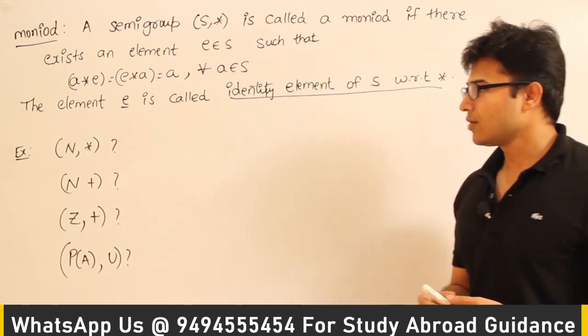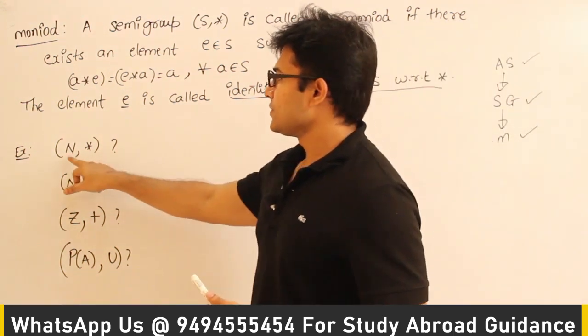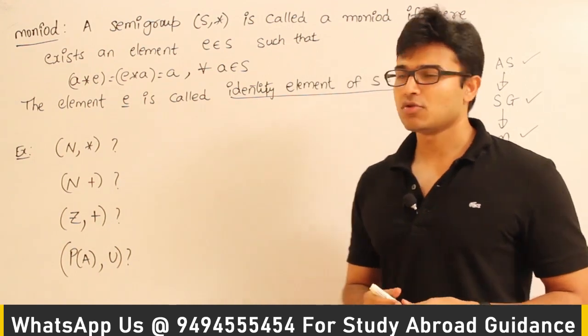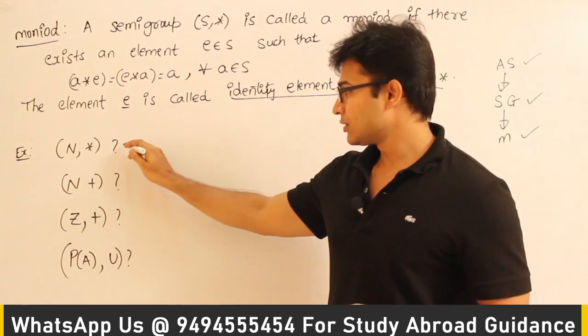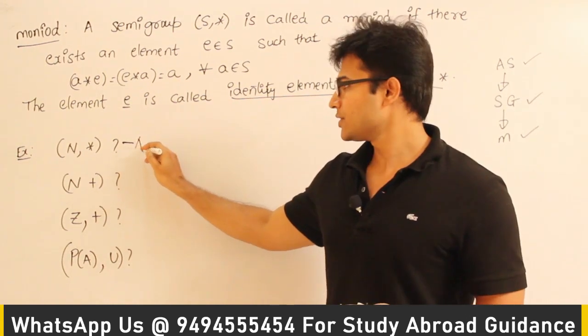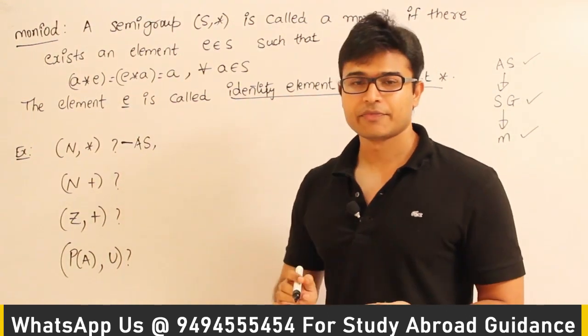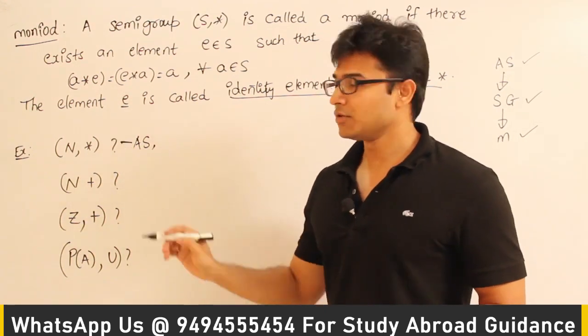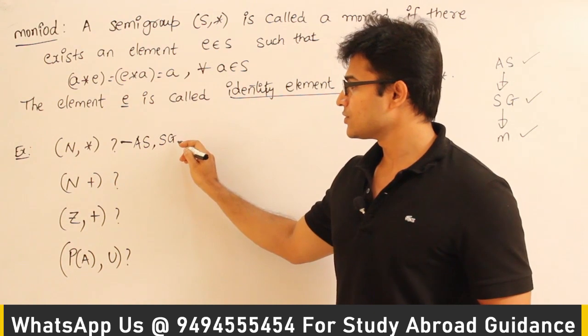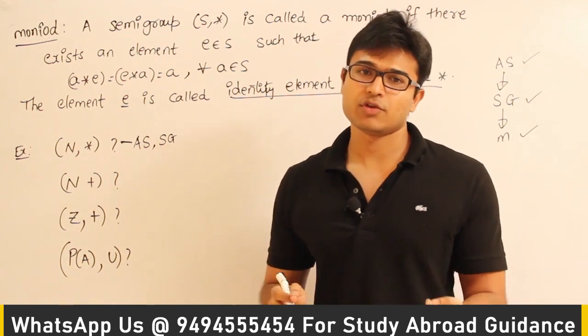See this. Now let's test whether (N, *) is monoid or not. So N is the set of all natural numbers and * is multiplication. First of all, is it closed? Yes, it is closed. Therefore it is an algebraic structure. And second thing, is it associative? Yes, we know that multiplication is associative, therefore it is a semi-group. So now we can test whether it is monoid or not.